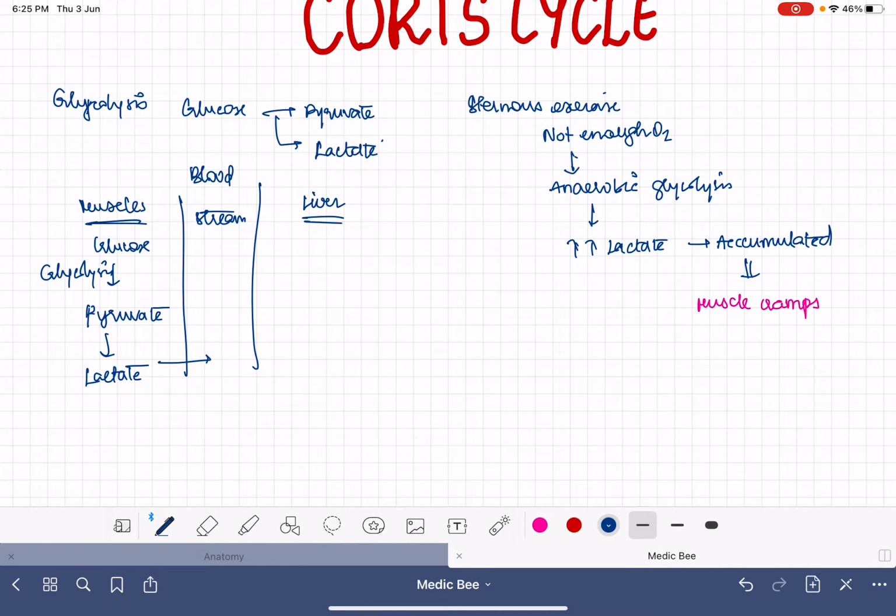In the liver, lactate is converted back to pyruvate, because lactate to pyruvate is a reversible step. From pyruvate it is then converted to glucose. This production of glucose from pyruvate is called gluconeogenesis. So through gluconeogenesis, the lactate which was getting accumulated in the muscles is converted to glucose. This glucose will be transported to muscles, where it will be used for energy production.